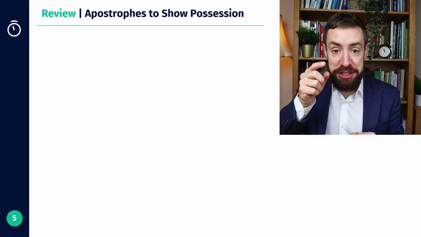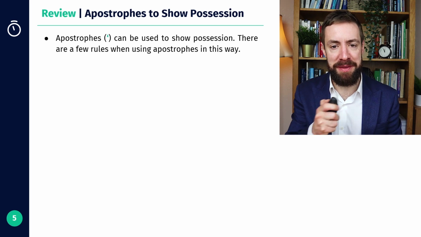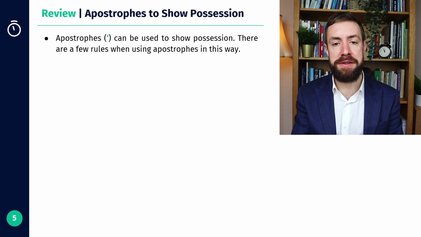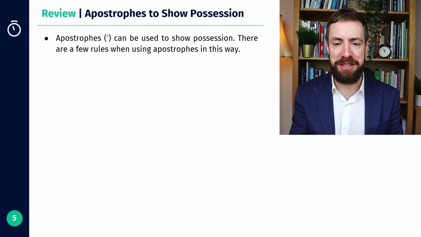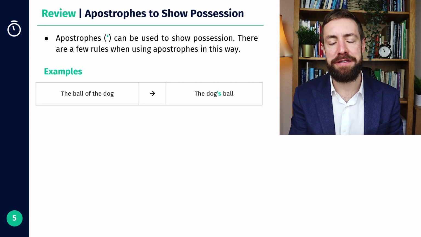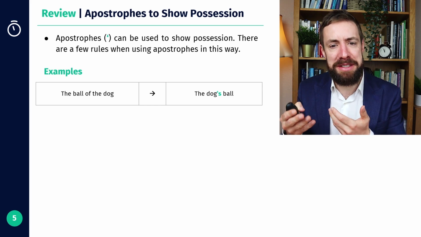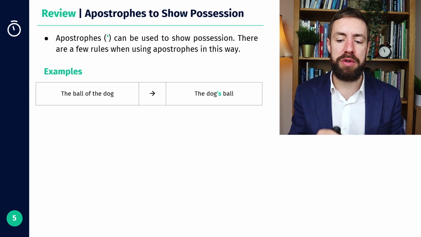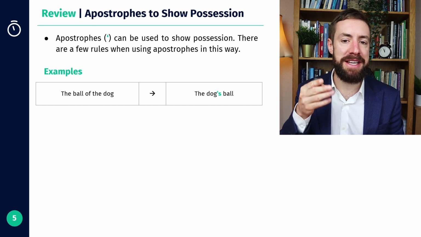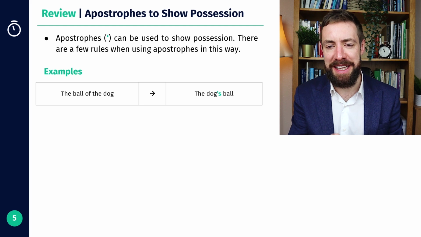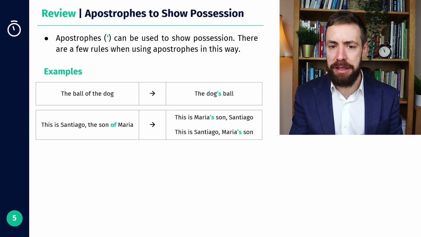The next thing to look at is apostrophes. So those are the little marks that we see when we're showing the possession of something. So there are a few rules that we have to remember. And the easiest way is just to look at some correct examples. So let's see the first one. So if we're talking about the ball of the dog, this is the simplest way of using apostrophes. We say the dog's ball. So it's dog, apostrophe S, ball. That one's pretty easy.